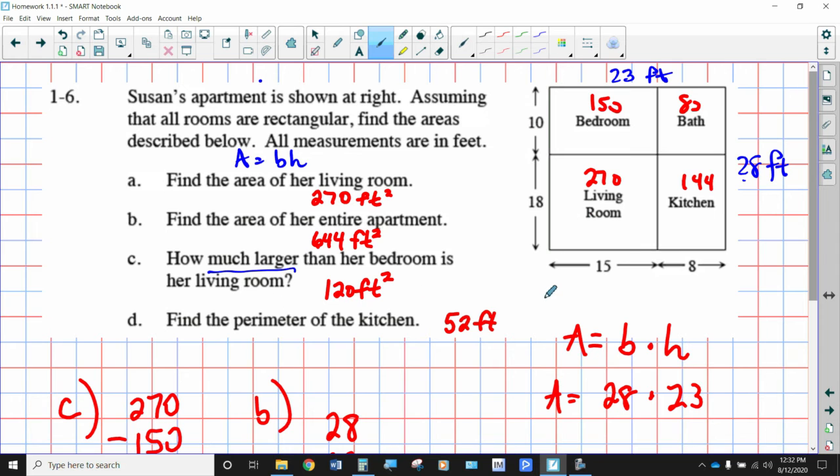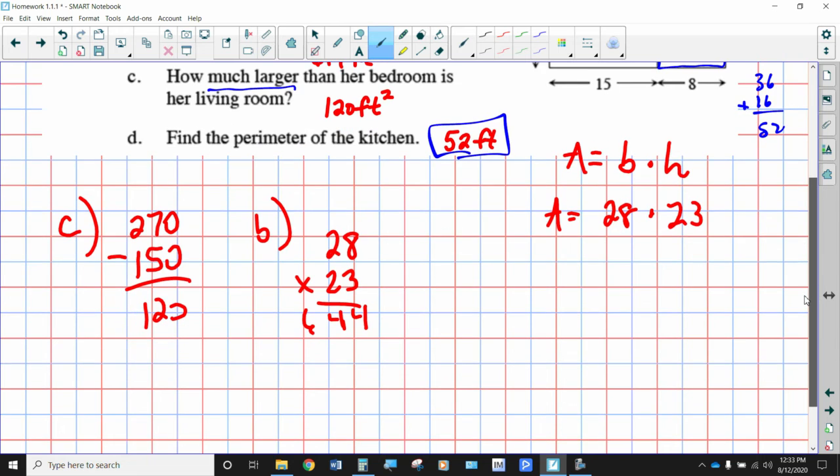And then find the perimeter of the kitchen. Let's see, what is the kitchen? This is 8 and 18, another 8 and another 18. So when you add, what would that be? 18 and 18 is 36. Then you add 8 and 8, that's another 16. So when you add those together, that's how you get your 52 feet. Alrighty?